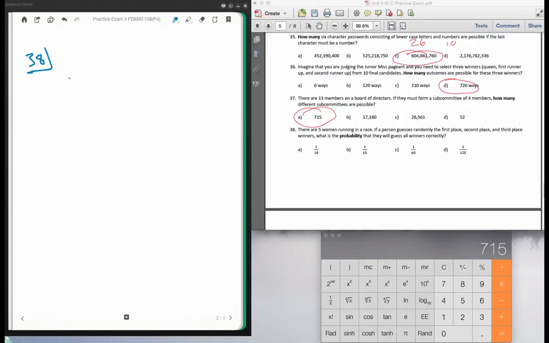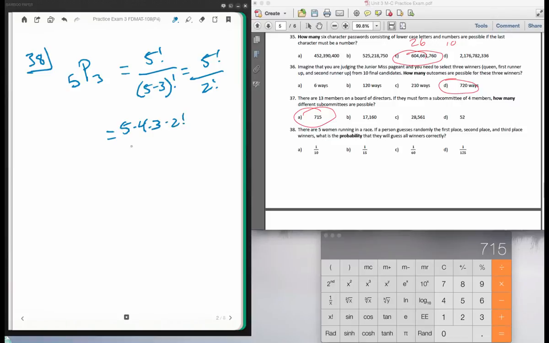And we have 5 runners. So we have 5 total, and we're going to do permutation because order matters. And we're going to select 3. So that's 5 factorial divided by 5 minus 3 factorial, or 5 factorial divided by 2 factorial, which happens to be 5 times 4 times 3 times 2 factorial, divided by the 2 factorial. Those cancel out. So I'm left with 5 times 4 times 3, which happens to be 60.